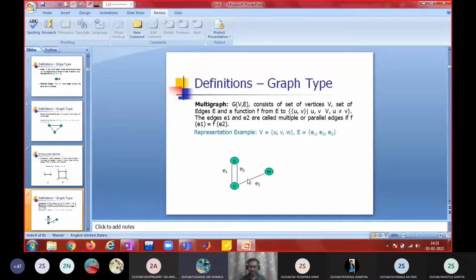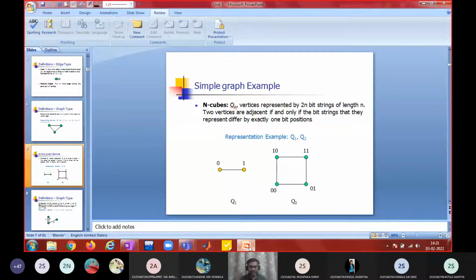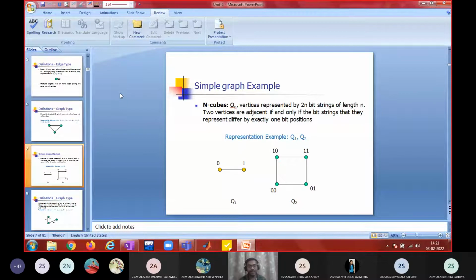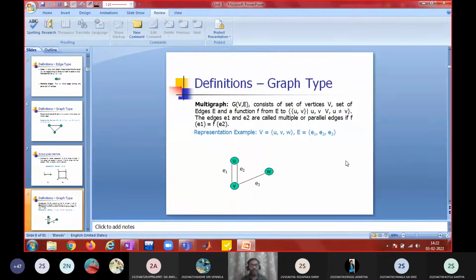Sir, can you repeat about hypercube? The graph obtained by joining the strings of length n. This is length 2. Similarly, you can get a graph by joining the strings of length 3, length 4, or length 10. Those graphs are called hypercubes. This is also a hypercube. I'm telling about the generalized version.